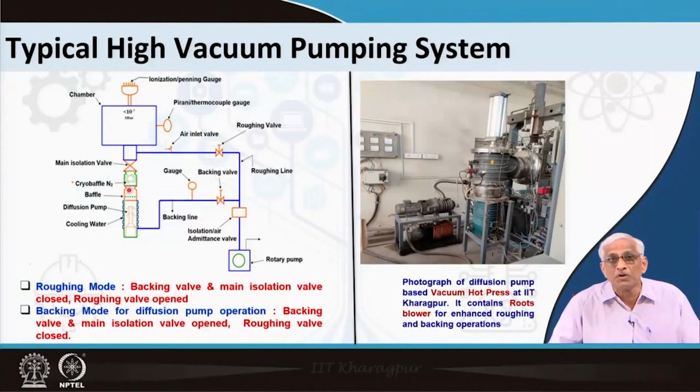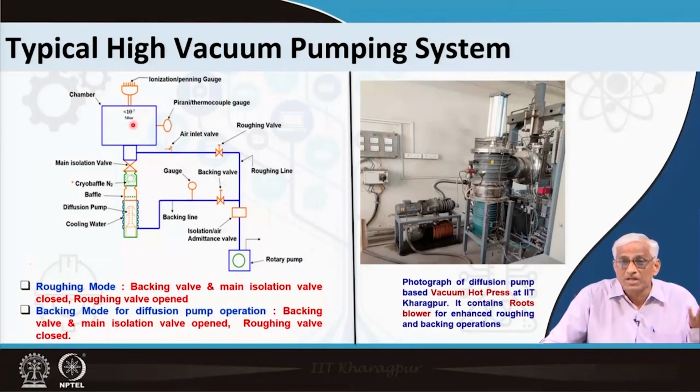If you open it, only the diffusion pump is connected, and it is connected back by the rotary pump. This is called the backing line, and there is a valve here called the backing valve. Sometimes you need to close this and this, then the entire diffusion pump is isolated from the rest of the world, and you can use this rotary pump to evacuate through this roughing line with a roughing valve directly from atmosphere, because every chamber to start with is at atmosphere.